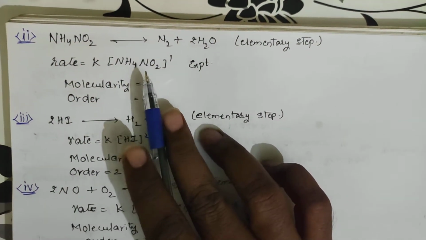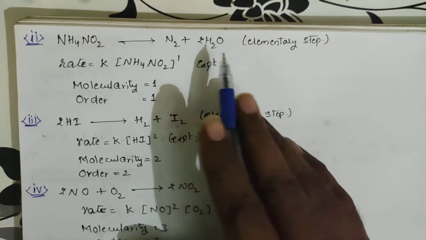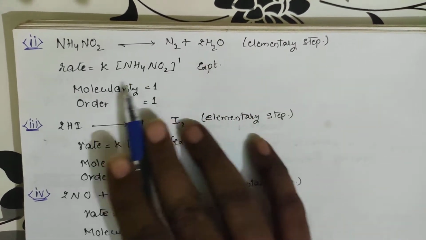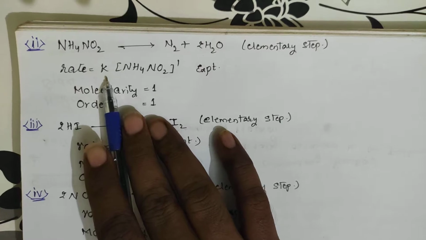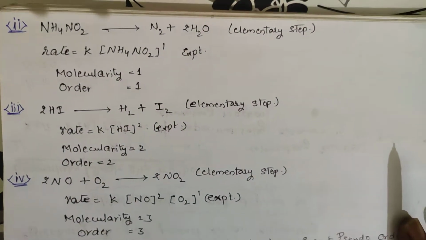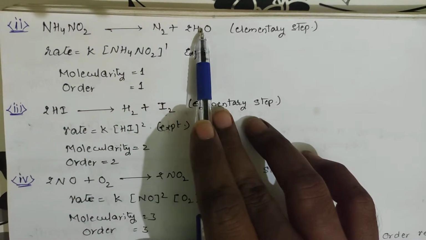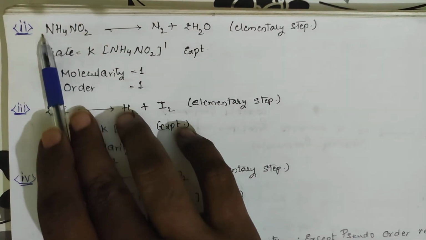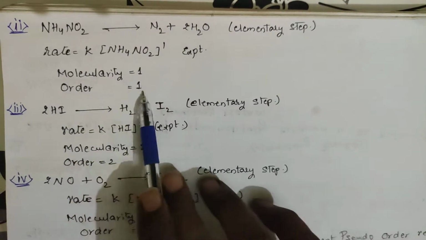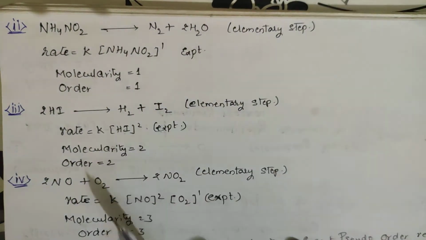NH4NO2 directly undergoes decomposition to N2 plus 2H2O. This is an elementary reaction as mentioned here, and the rate appears like this: rate is equal to K [NH4NO2] whole power 1. Experimentally it has been found like this. So we can say that this is an elementary step. What is the molecularity? How many molecules are there? It is one molecule here. And what is the order? Only one is present, so the order is also 1.